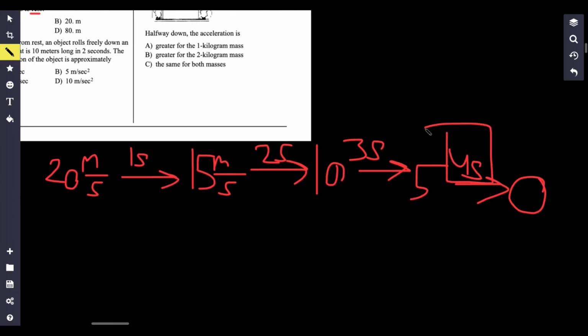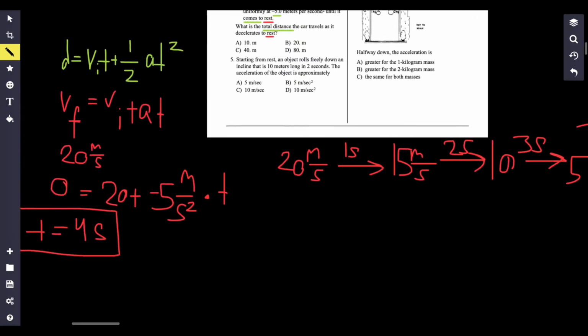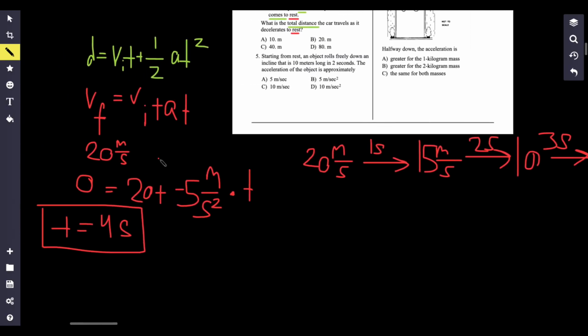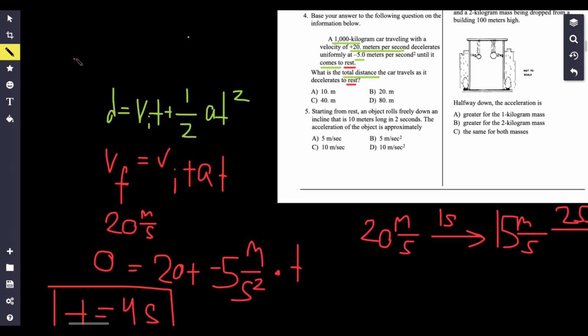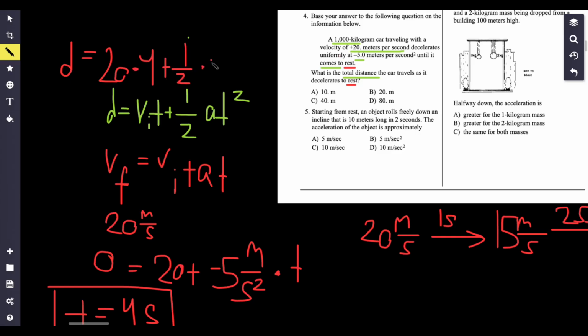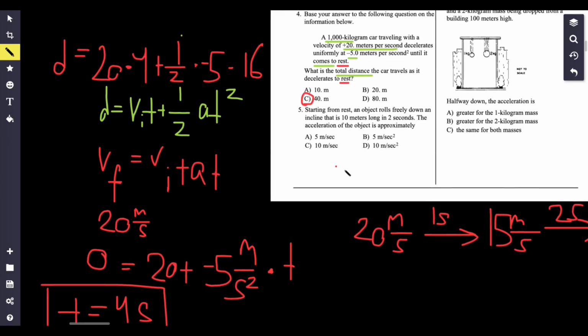So you can see how it takes a total of 4 seconds for our object to completely come to rest. And now that we have our time, we're just going to plug it into this formula. So this is going to be equal to our initial velocity, which is 20 meters per second multiplied by our time, plus 1/2 times our acceleration, which is -5, times our time squared. 4 squared is 16. And doing all this on the calculator, I got 40 meters. So that will be the answer.